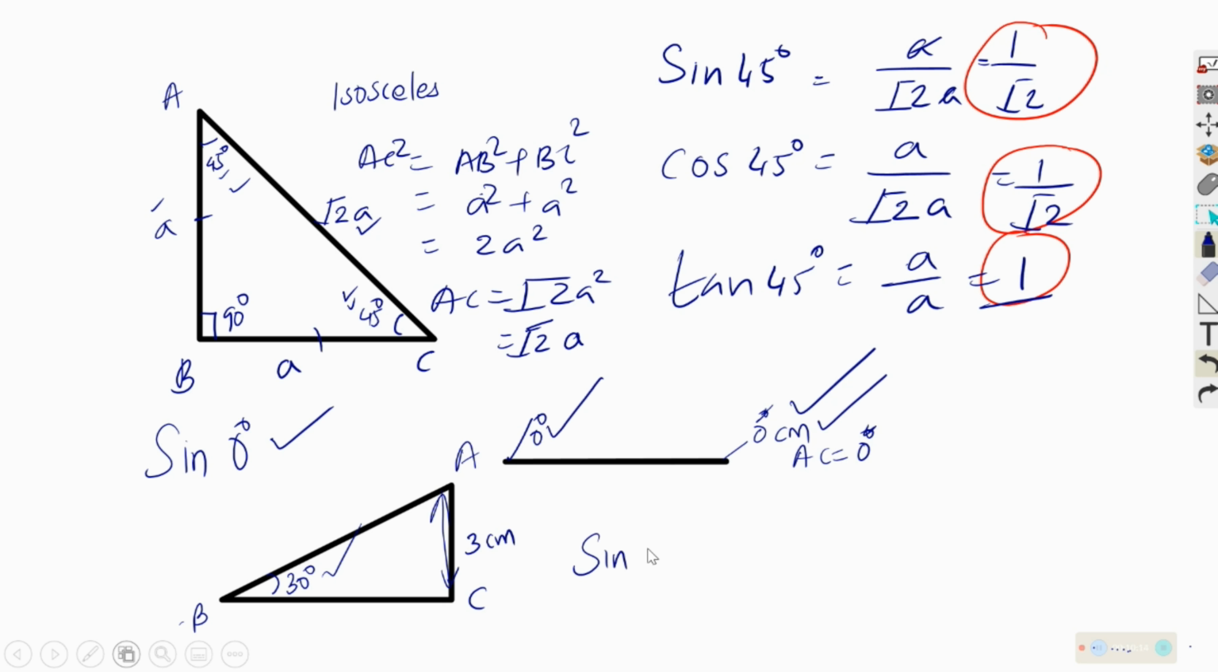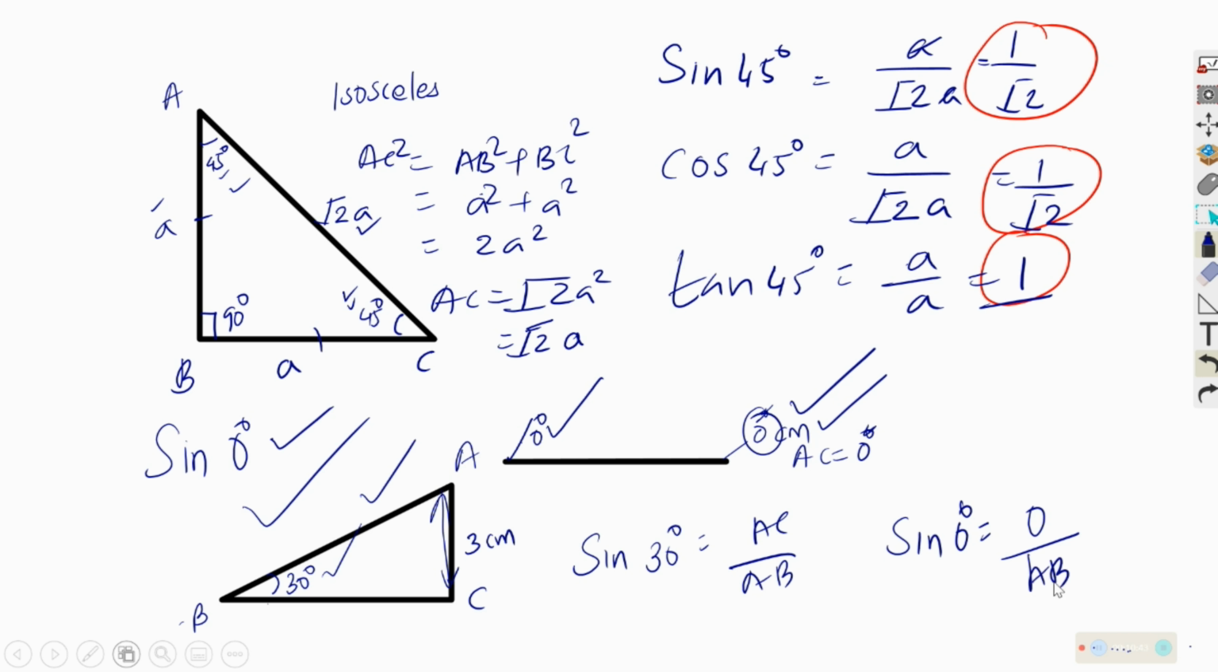Now let us think about sine of 30. We will write AC upon AB, correct? This one. Now here it is sine 0 degree. AC has become 0. AB is the hypotenuse, it is as it is. But if you divide 0 by any number, your answer will be 0. So sine 0 degree is equal to 0.